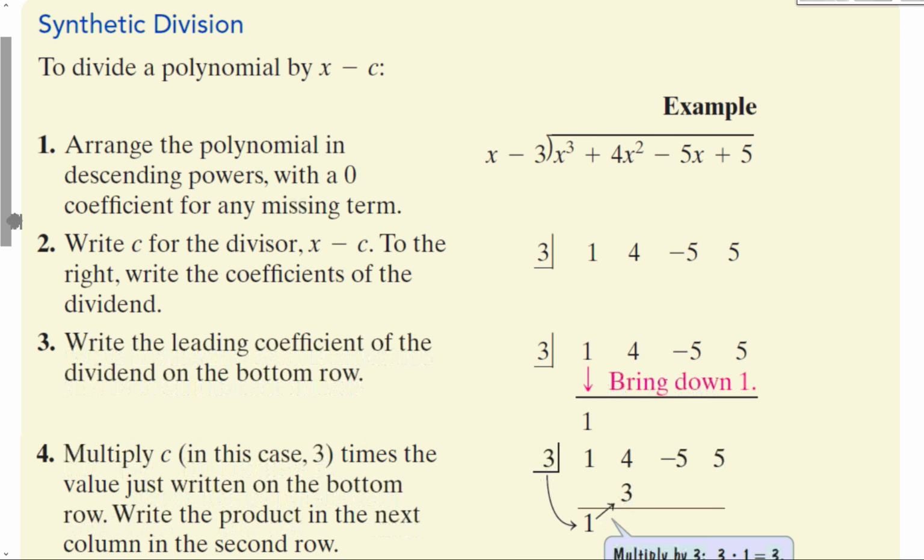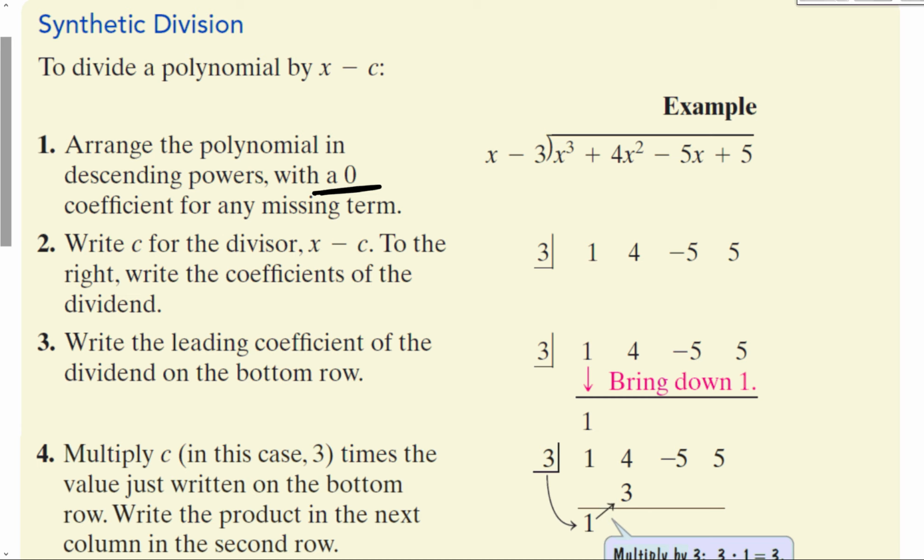Step 1, arrange the polynomial in descending powers. That doesn't change. Now this is even more important, to have a 0 for any missing terms. Okay, write c for the divisor x minus 3, which basically means you just change the sign. So we're looking for the root, not the factor, right? We want to know what x is equal to. So for x minus 3, x is equal to 3 in that case.